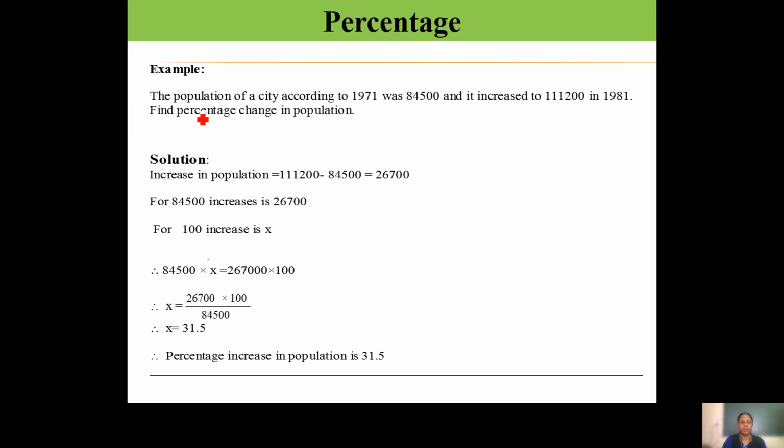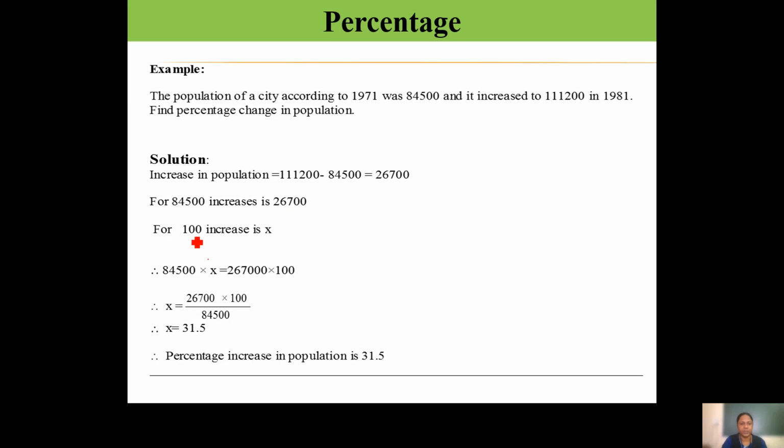So we will see some examples based on population. Here the population of a city in 1971 was 84,500, and it increased to 1,11,200 in 1981. Find the percentage change in the population. First of all we will find the increase in the population between 1971 and 1981. The difference, or the increase, is 26,700. So for 84,500 the increase is 26,700.